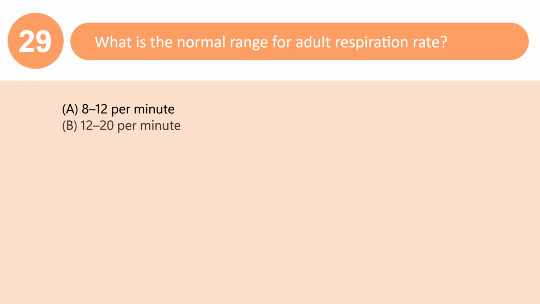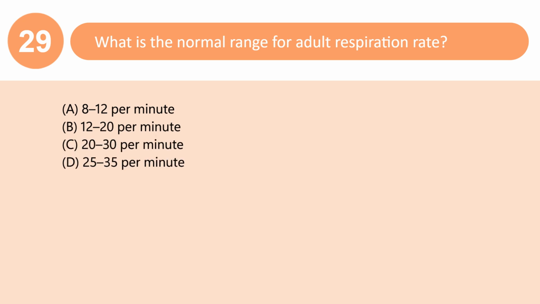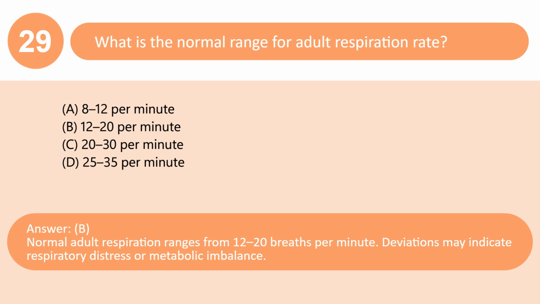What is the normal range for adult respiration rate? A. 8 to 12 per minute. B. 12 to 20 per minute. C. 20 to 30 per minute. D. 25 to 35 per minute. Answer B. Normal adult respiration ranges from 12 to 20 breaths per minute. Deviations may indicate respiratory distress or metabolic imbalance.